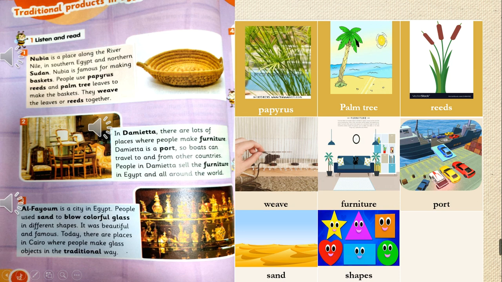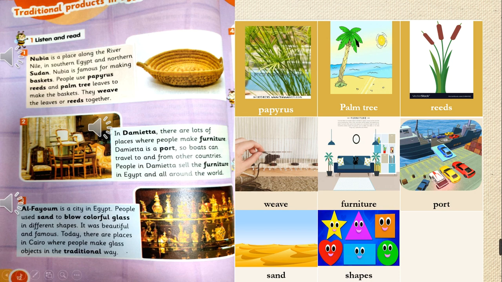Okay, I want you to listen carefully. Nubia is a place along the River Nile in southern Egypt and northern Sudan. Nubia is famous for making baskets. People use papyrus reeds and palm tree leaves to make the baskets. They weave the leaves or reeds together.